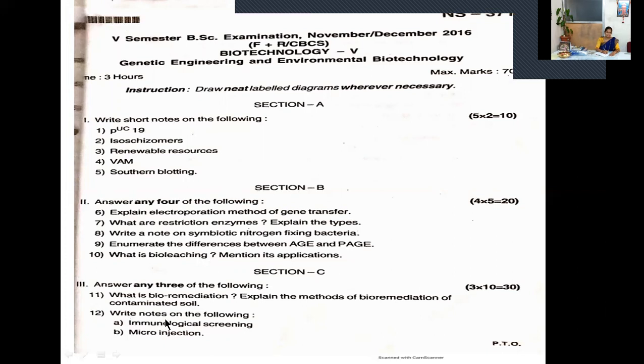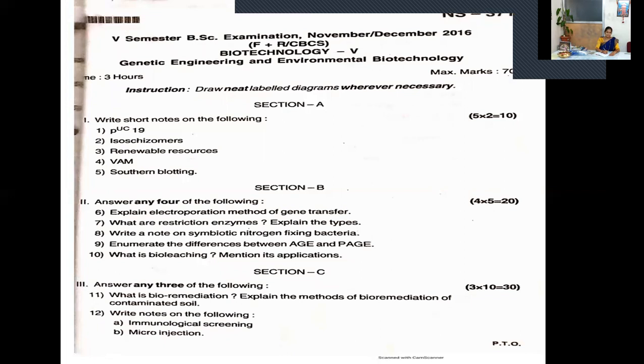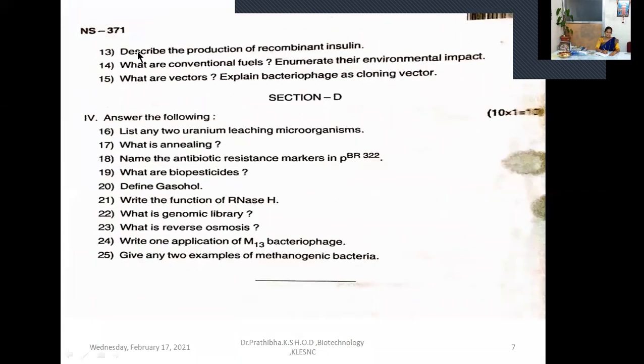Next question, write short notes on the following. Immunological screening, micro injection. Okay, in immunological screening, you can explain about the colony hybridization. Thirteenth question, describe the production of recombinant insulin. What are conventional fuels? Enumerate their environmental impact. What are vectors? Explain bacteriophage as a cloning vector.